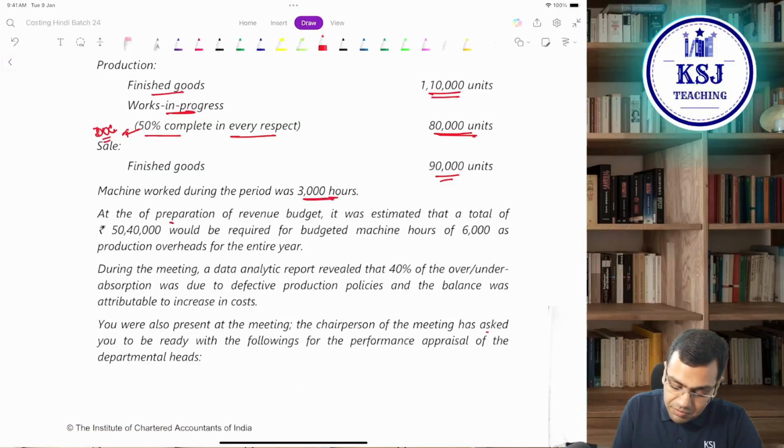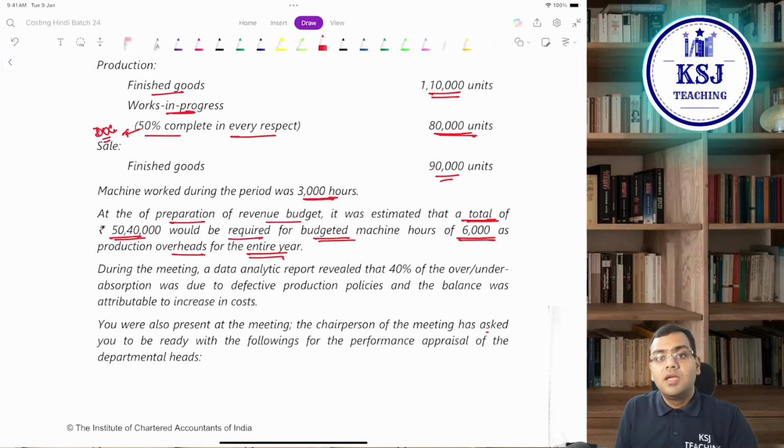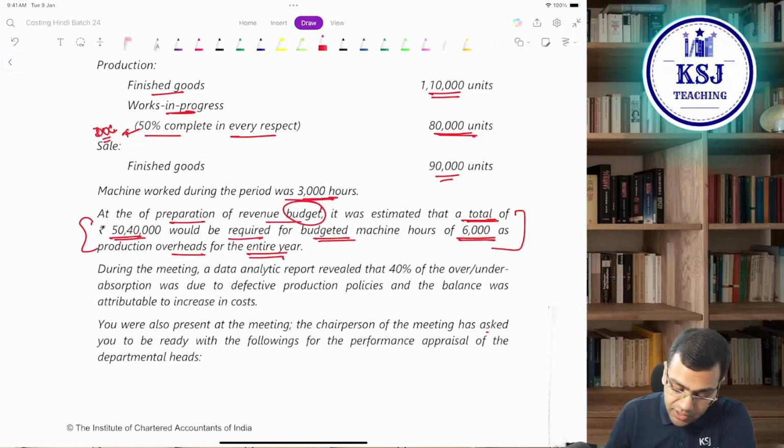At the end of the preparation of revenue budget, it was estimated that a total of 50,40,000 would be required for the budgeted machine hours of 6,000 as the production overheads for the entire year. Now this data is your budgeted data, that what will be the budgeted production overheads and what will be the budgeted machine hours. This is what is given to you.